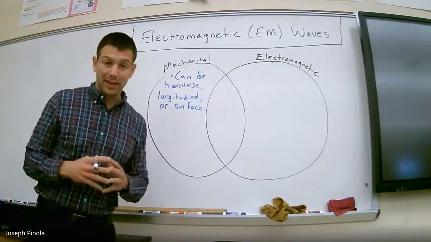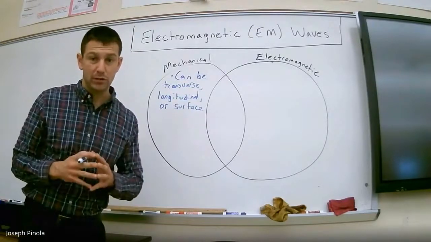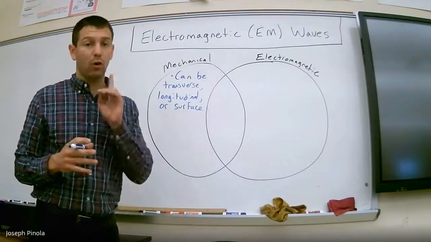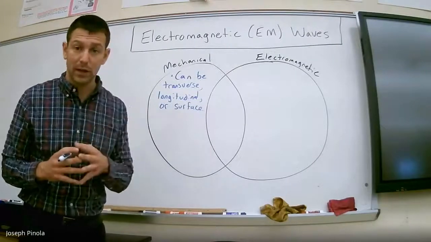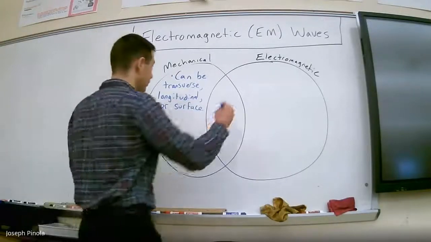But for electromagnetic waves, they're a little bit more specific. Remember from the animation you just saw, electromagnetic waves are only transverse in their variety.